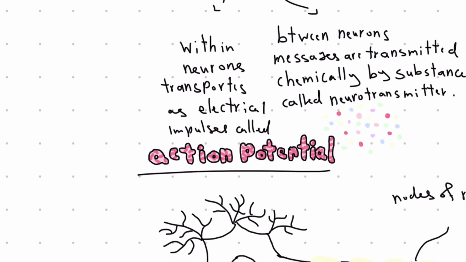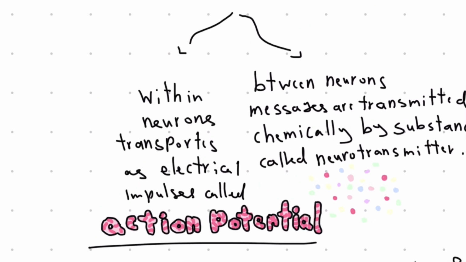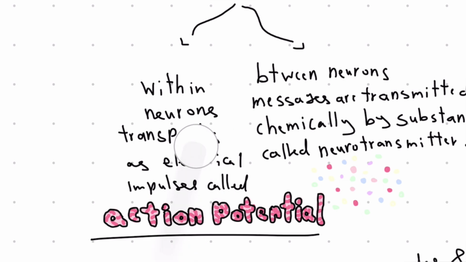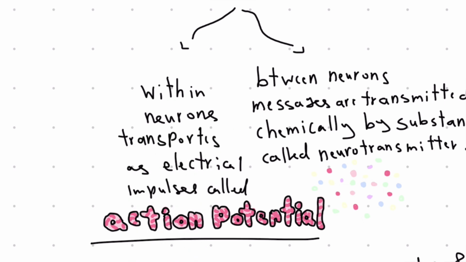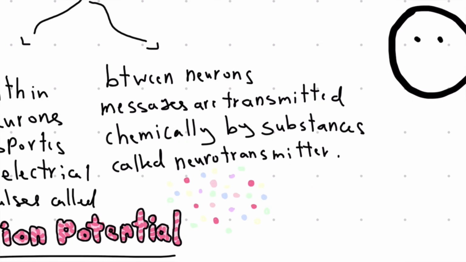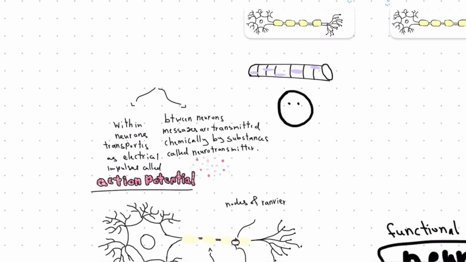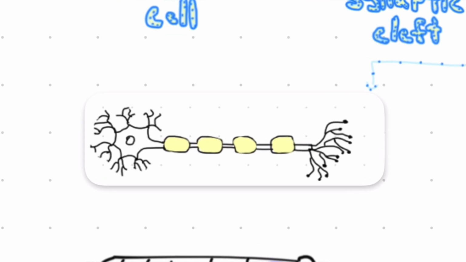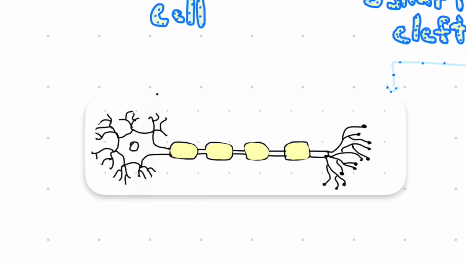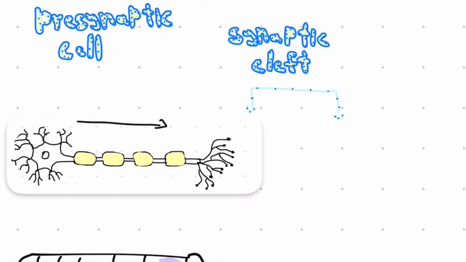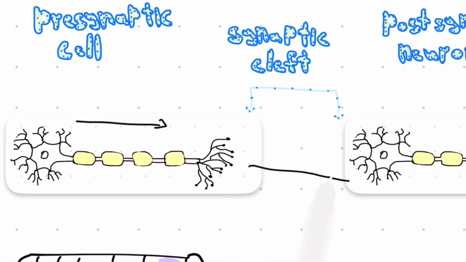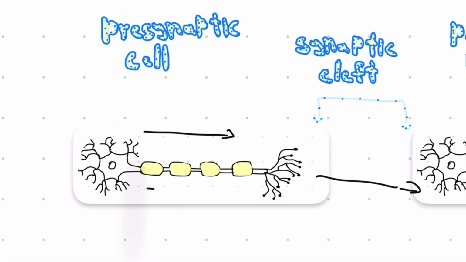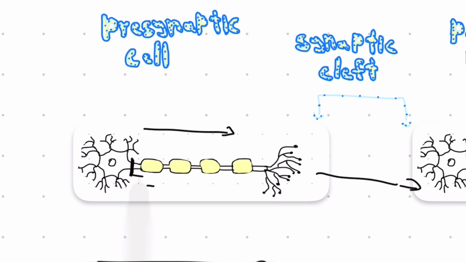Messages move through the nervous system in two ways. First, within the neuron, the messages are transported as an electrical impulse called an action potential. And then between neurons, messages are transmitted chemically by a substance called neurotransmitter. I just looked at the internet and it says when messages move in the neuron, they're transported, and between neurons, they're transmitted. This is called action potential. Action potential only happens at the beginning of the axon and ends at the ending.